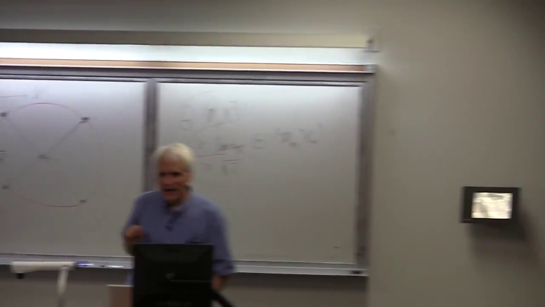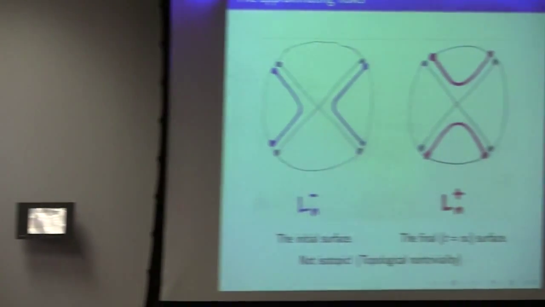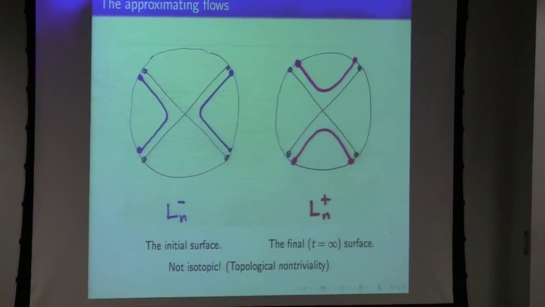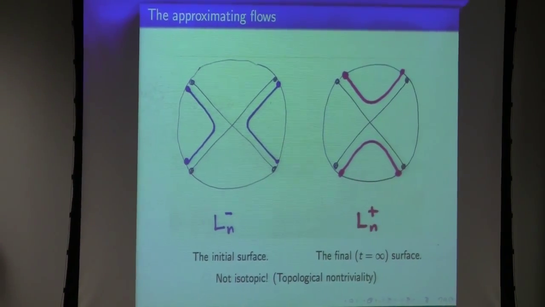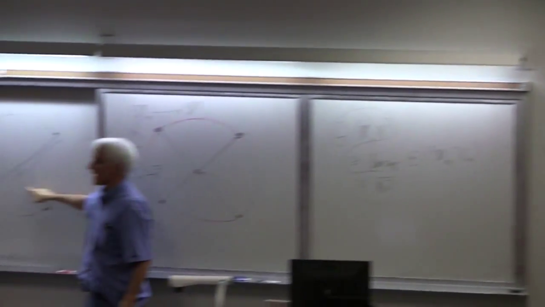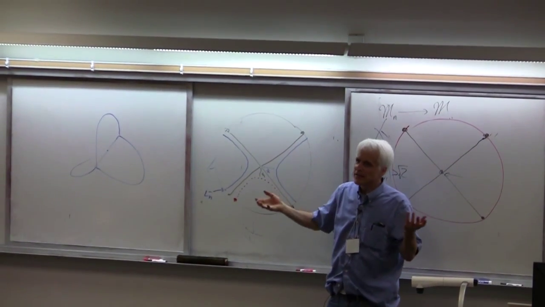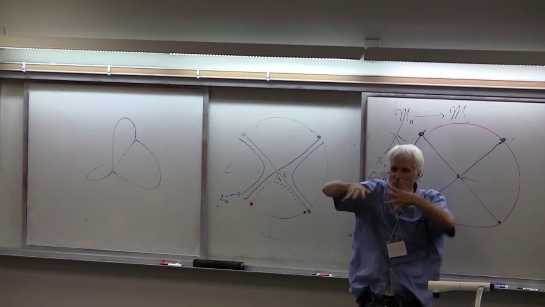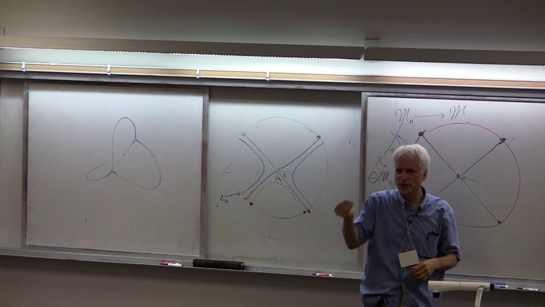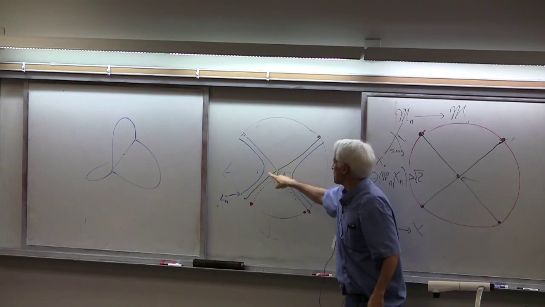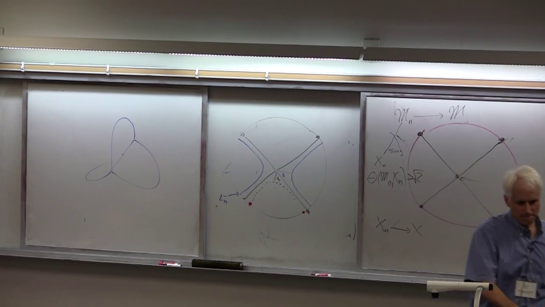But now this is where the topological non-triviality comes in. You remember our hypothesis was that the cone was topologically non-trivial. That implies easily that this leaf is not isotopic to this one. So when you flowed from one to the other, there had to have been a singularity somewhere in between. So there has to be a singularity.